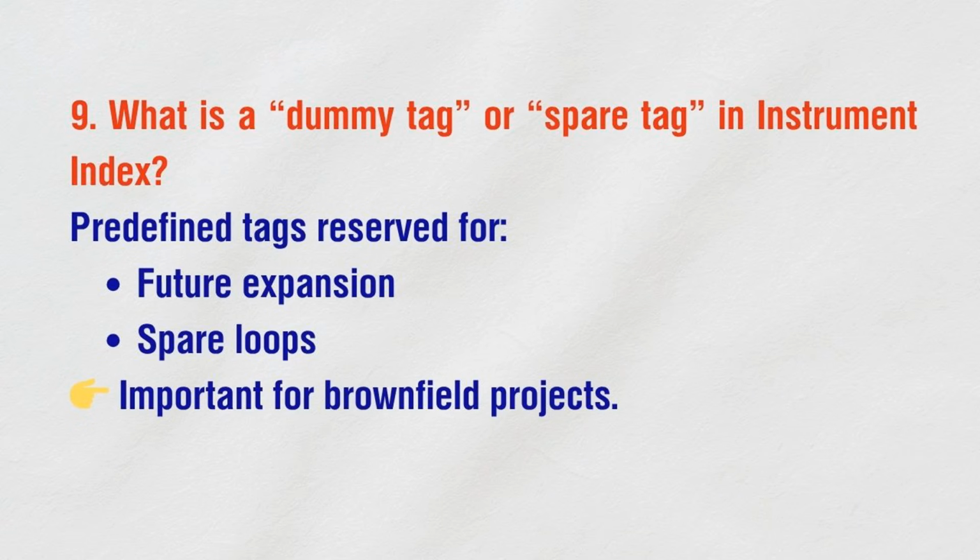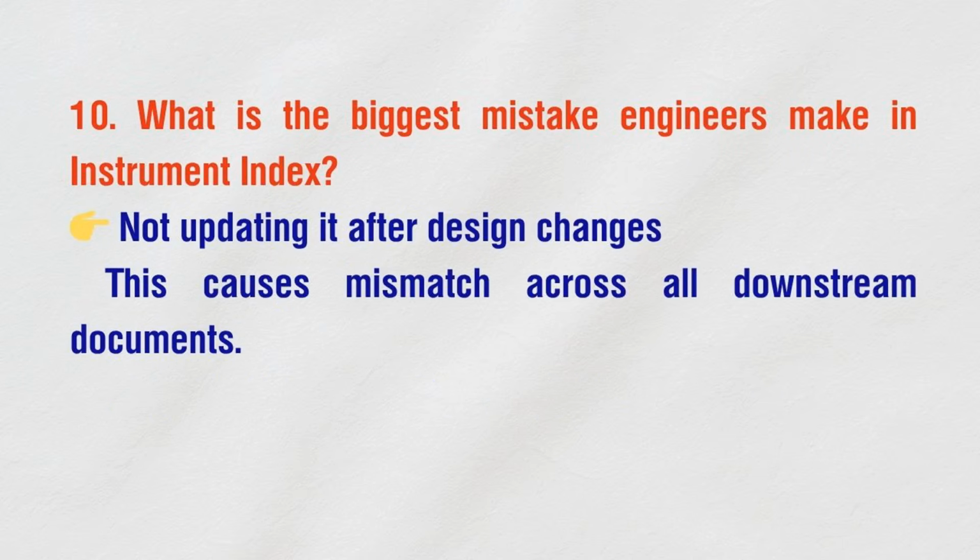What is a dummy tag or spare tag in instrument index? Predefined tags reserved for future expansion, spare loops, important for brownfield projects. What is the biggest mistake engineers make in instrument index? Not updating it after design changes. This causes mismatch across all downstream documents.